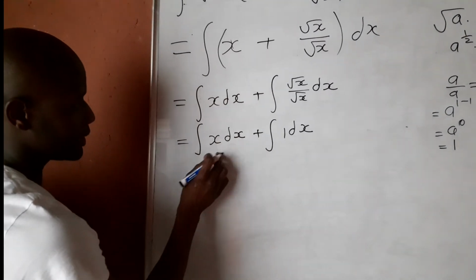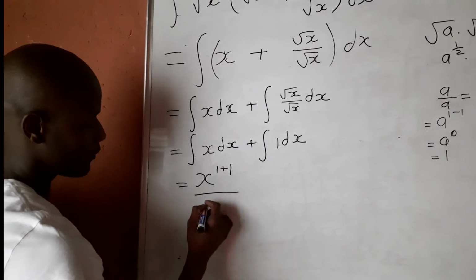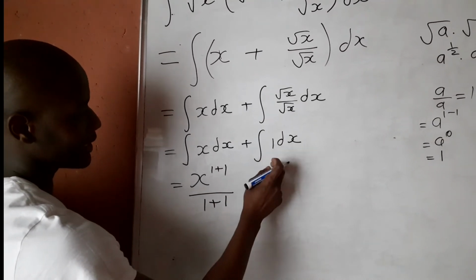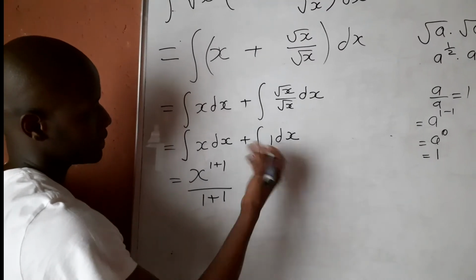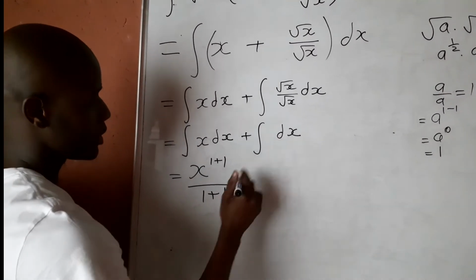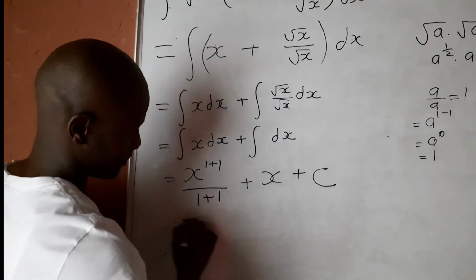So when we integrate x dx, it's going to be x to the power 1 plus 1 over 1 plus 1. When we integrate dx, because any number multiplied by 1 is that number, it's going to be dx. So it's going to be x plus c.